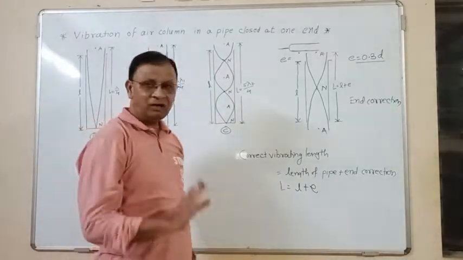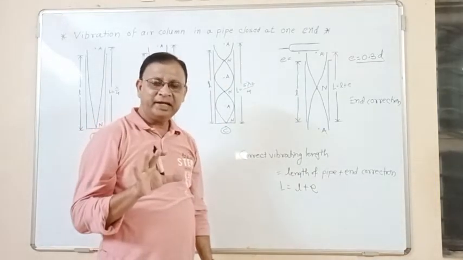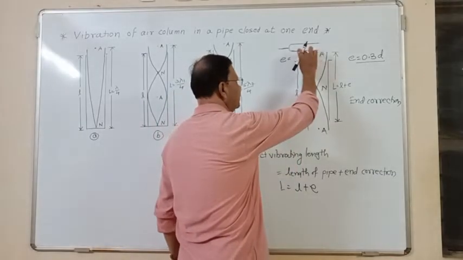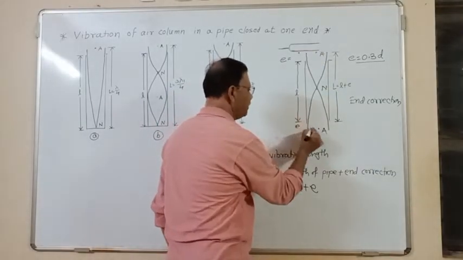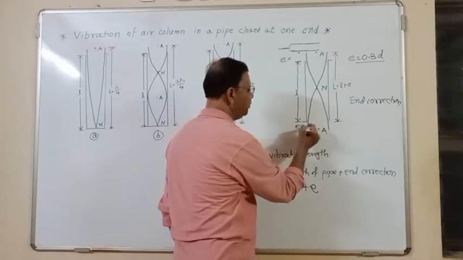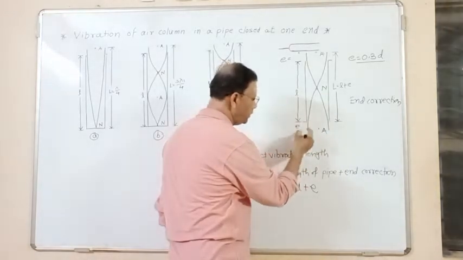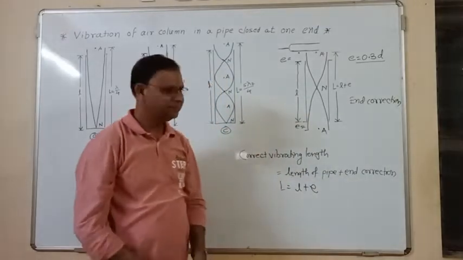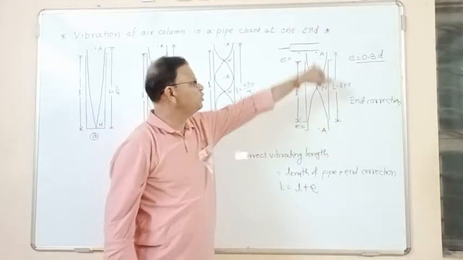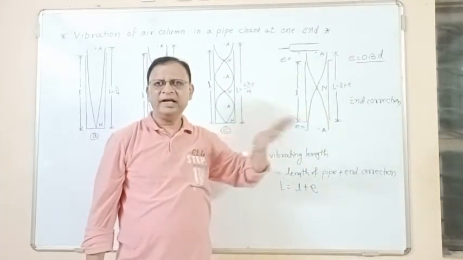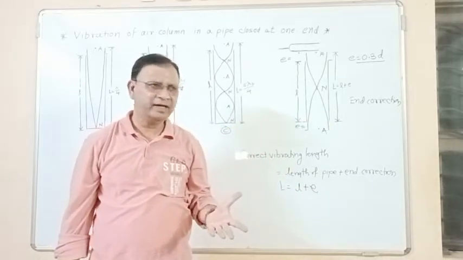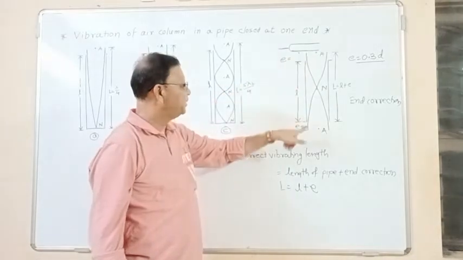Okay. Now we have to apply the end correction on this side as well as on this side. The distance between the open end of the tube and the antinode, this is also called the end correction. So if the pipe is open on both sides, we have to apply end correction on both sides. This E plus E.